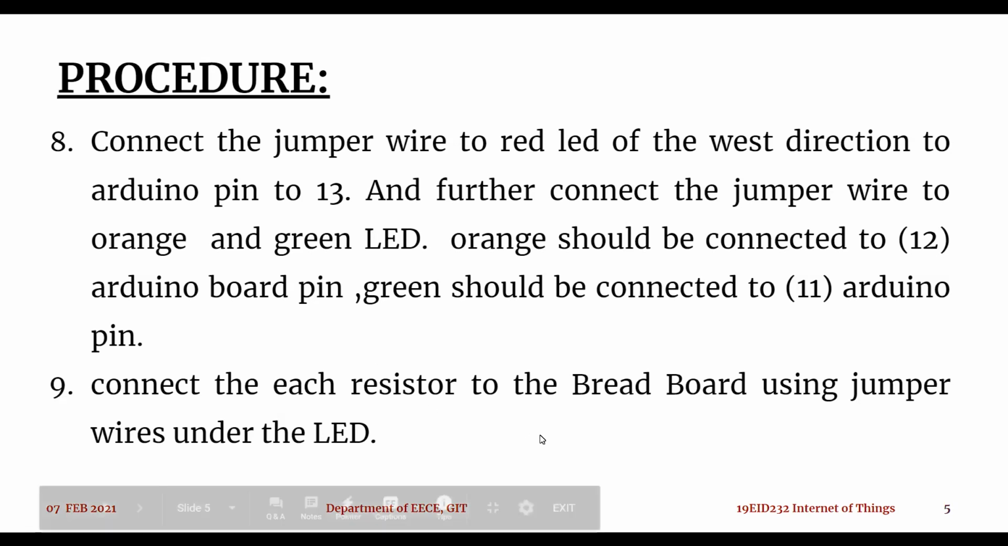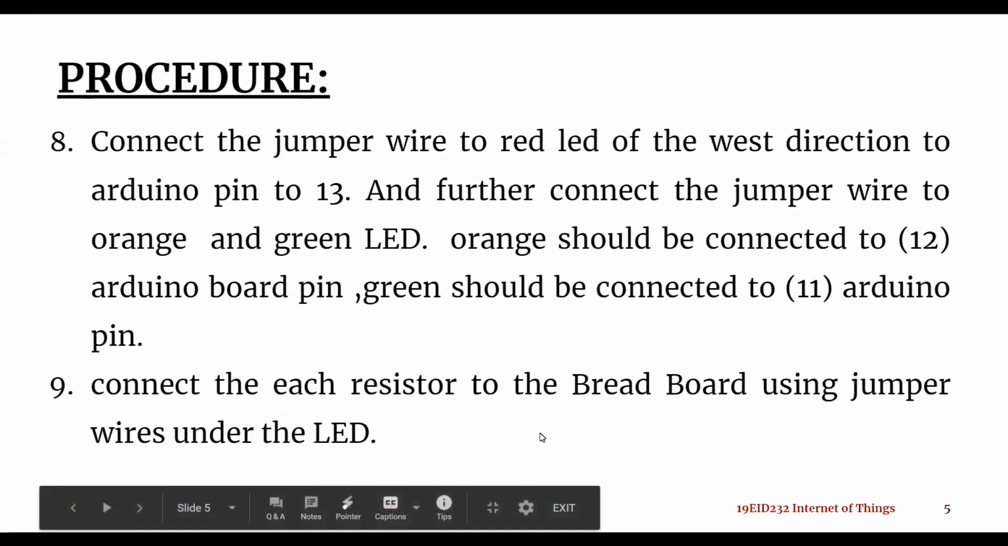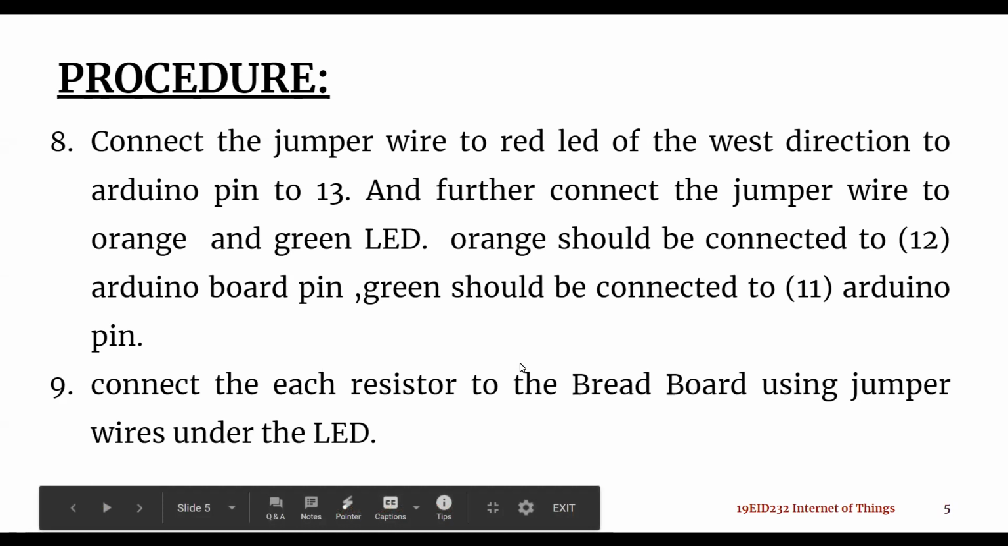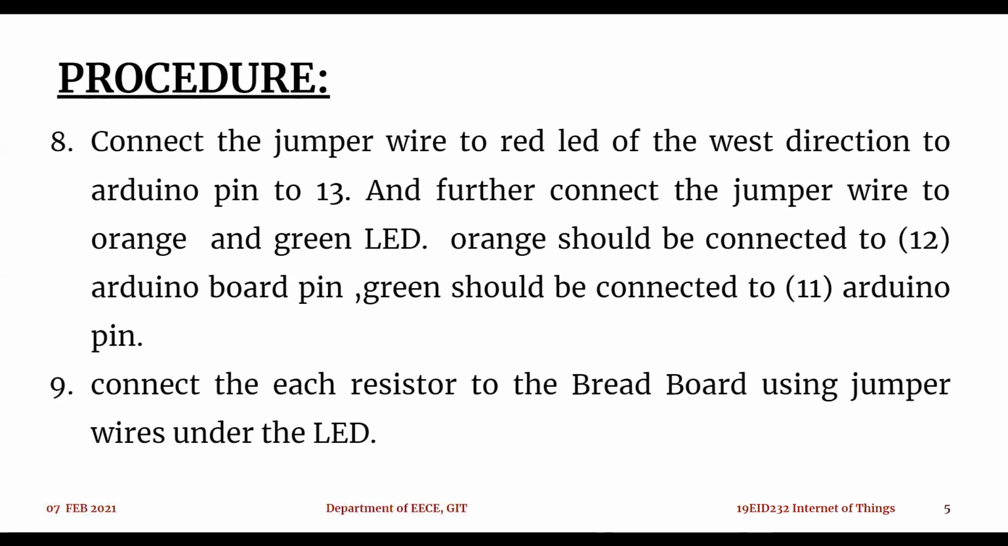And we have to connect each resistor to the breadboard using a jumper wire at the minus sign of the breadboard. Later we have to make the same connections for south, east and north. As we can see, at south the red LED light is connected to pin 10, the orange one is connected to pin 9, and the green one is connected to pin 8, and resistors are as usual connected to the minus sign of the breadboard.